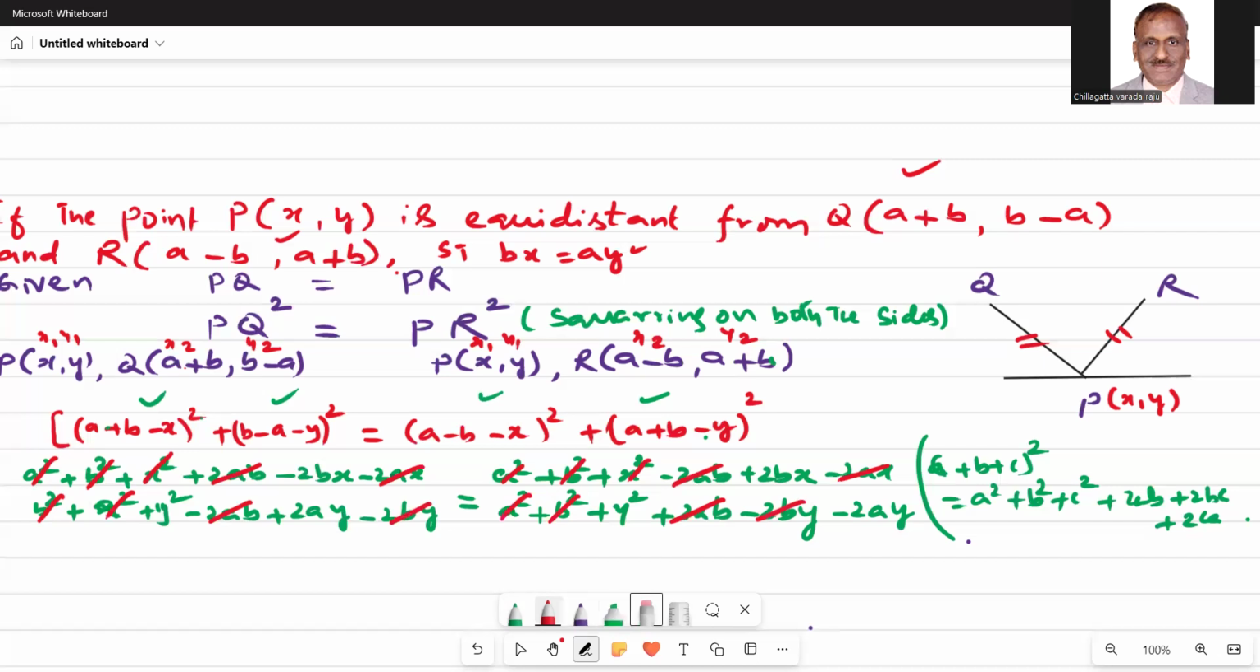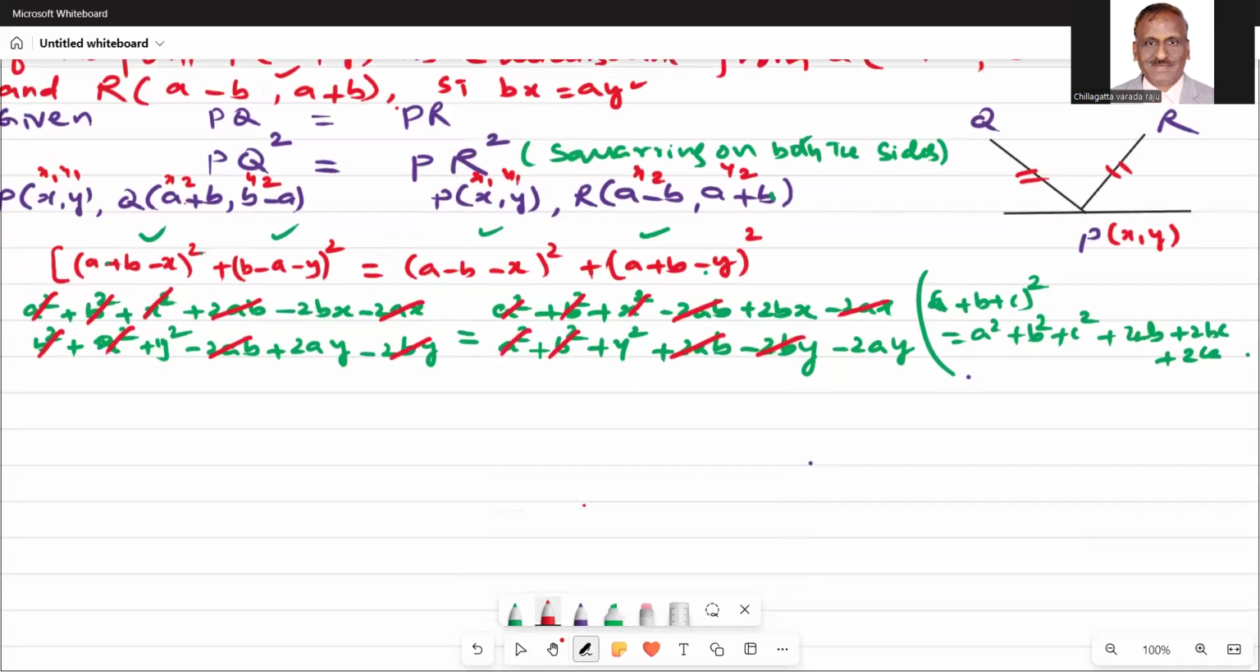So finally, how many terms are left over? Shall we list out what is left over? Minus 2bx plus 2ay in LHS. In RHS, what is left over? Plus 2bx and minus 2ay. So there are like terms on either side of the equality symbol. 2bx and 2bx, one kind of like term.